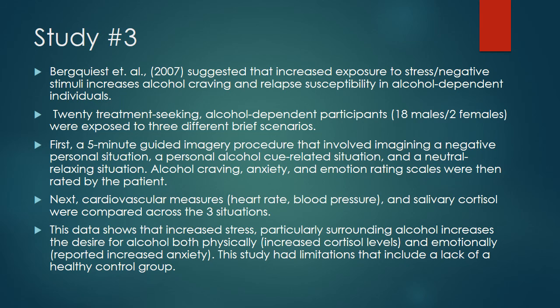The third study, similarly to the other one, was done by Burnquist et al., and it took 20 treatment-seeking alcohol-dependent patients that were exposed to 3 different scenarios. All included guided imagery of a personal situation, an alcohol-related situation, and then a neutral situation. The patient then reported back their alcohol craving, anxiety, and emotional scale during these different situations. Next, their cardiovascular measures were taken, so their heart rate and blood pressure, and then they did a salivary cortisol level. They soaked a sponge in the mouth and sent it off to have their cortisol level tested.